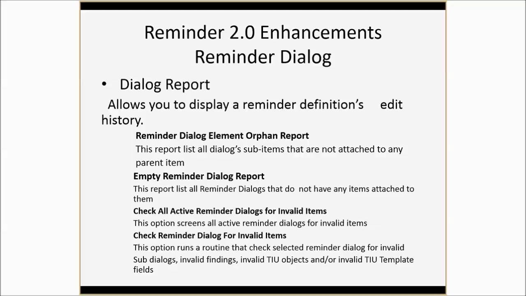You want to check all active reminder dialogues for invalid items. This option screens all active reminder dialogues for invalid items. And then you can check reminder dialog for invalid items. This option runs a routine that checks a selected reminder dialog for invalid sub-dialogues, invalid findings, invalid TIU objects, or an invalid TIU template field.